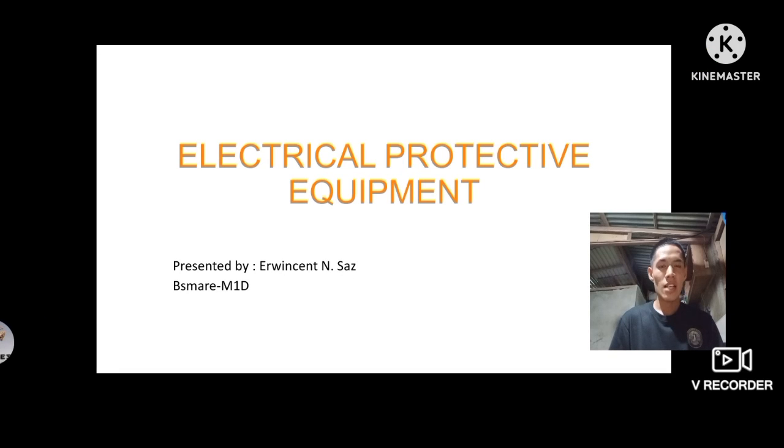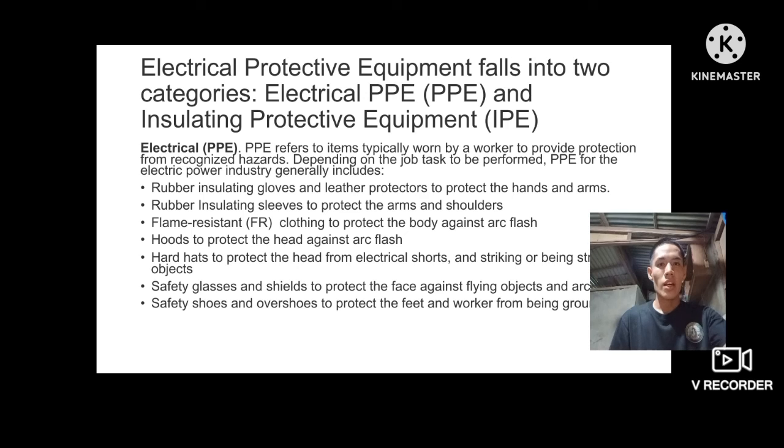I'm Aaron Saz. I'm here today to tackle electrical protective equipment. Electrical protective equipment falls into two categories: electrical PPE and insulating protective equipment. Electrical PPE refers to items typically worn by a worker to provide protection from recognized hazards depending on the job task to be performed.